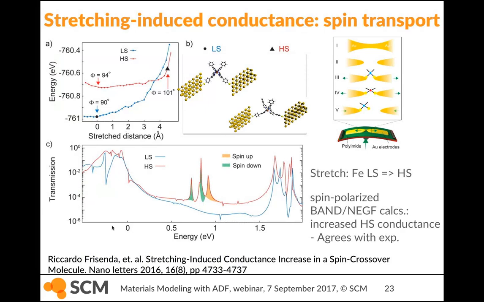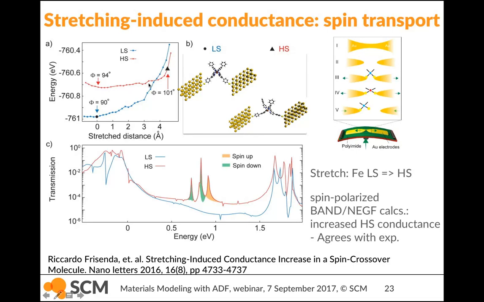So more recently, they can also do spin transport using the same NEGF module in ADF. And again, they had a really nice experiment. This is an iron molecule, which is in a low spin state if it's in a particular configuration, but if you stretch that configuration, the high spin state is preferred. And so that's depicted here.